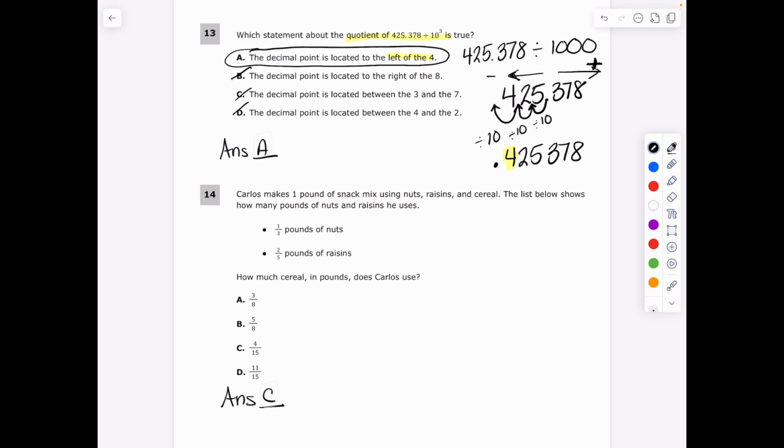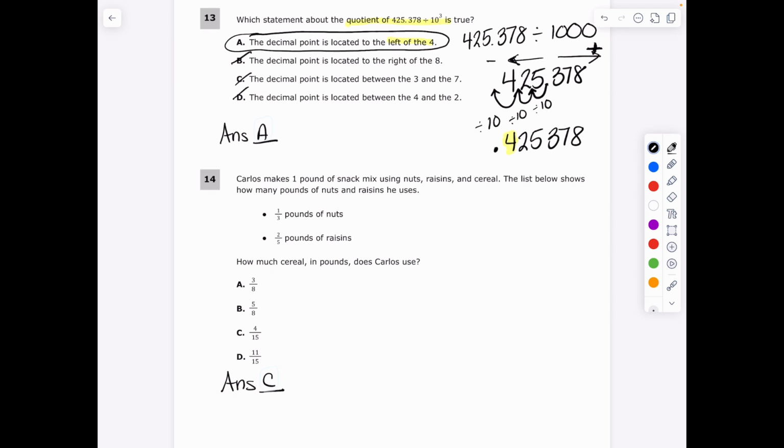Let's look at 14. Carlos makes 1 pound of snack mix using nuts, raisins, and cereal. That's how many pounds of nuts and raisins he uses. He uses 1/3 pound of nuts and 2/5 pound of raisins. How much cereal in pounds does he use? So that means I'm going to add all these parts together, right? So I have 1/3 plus 2/5 plus some number is going to give me 1 whole.